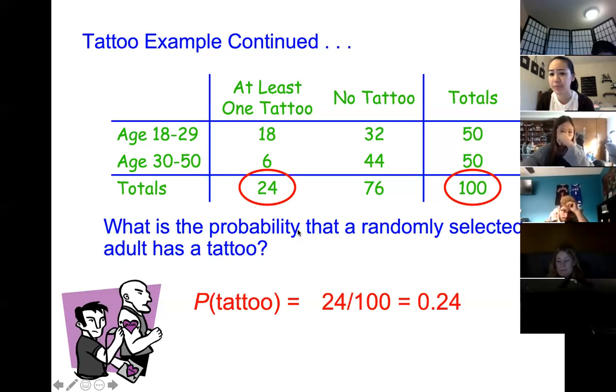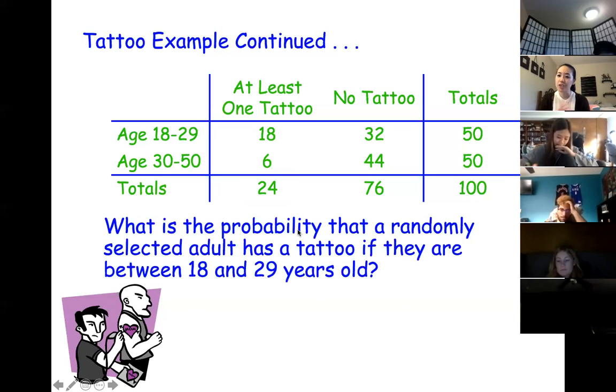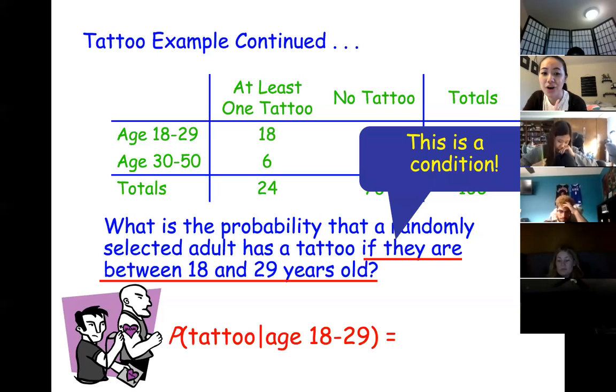Okay, so that's your traditional typical probability. Now, I want you guys to contrast that with this question. What is the probability that a randomly selected adult has a tattoo if they're between 18 and 29 years old? Now, this is different because you are given something. You are given that they are between 18 and 29 years old. So that's why this is a conditional probability.